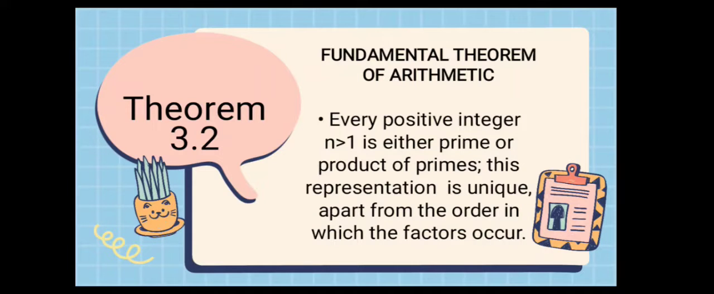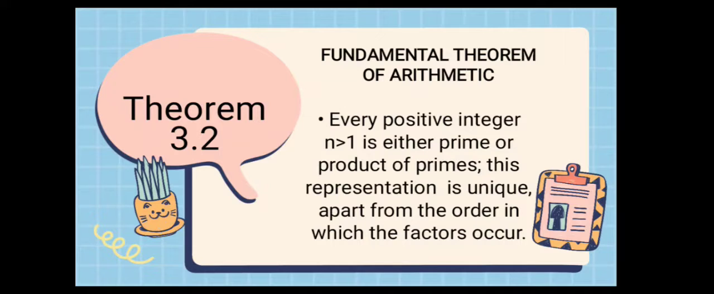Hello again, I am Krysha Tero, and today I will tackle Theorem 3.2, which is the fundamental theorem of arithmetic. This theorem states that every positive integer n greater than 1 is either prime or a product of primes. This representation is unique, apart from the order in which the factors occur. So let's talk about prime. A prime number is a number greater than 1 with only 2 factors, themselves and 1. Examples of prime numbers are 2, 3, 5, 7, 11, 13, 17, 19, 21, 31, and so on.